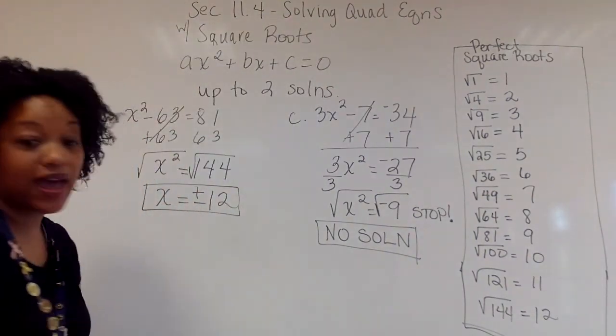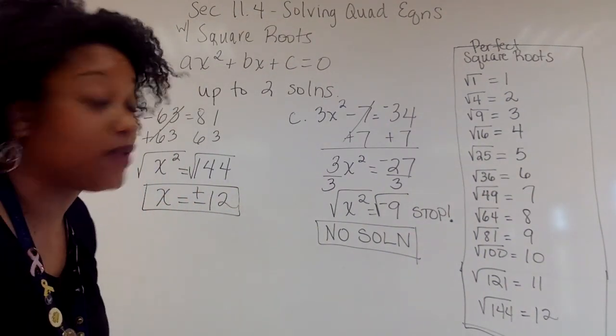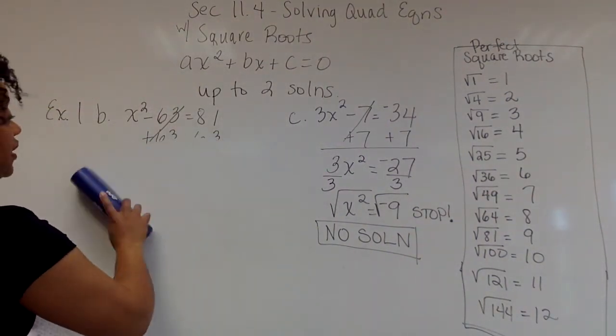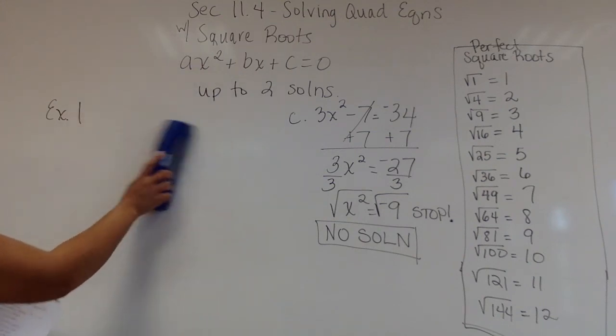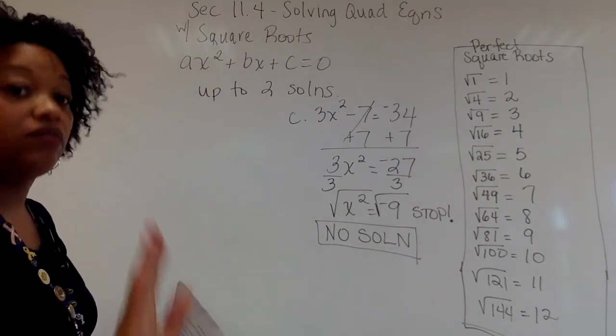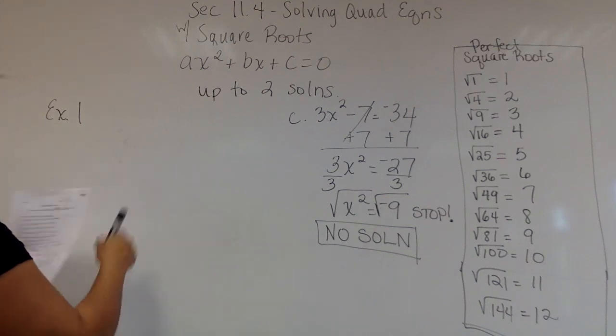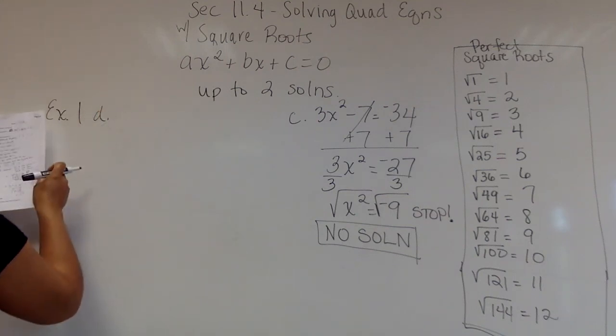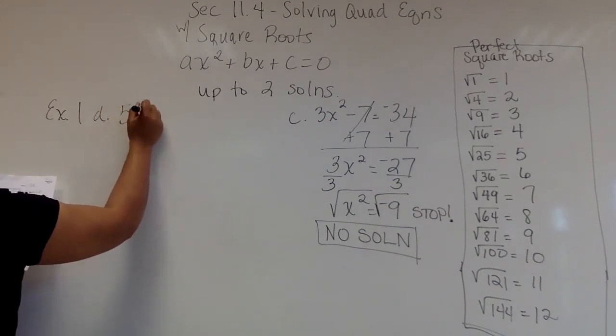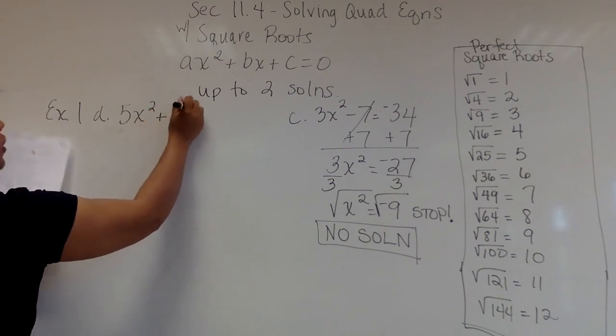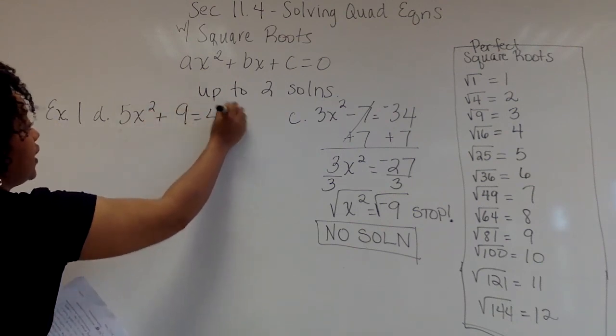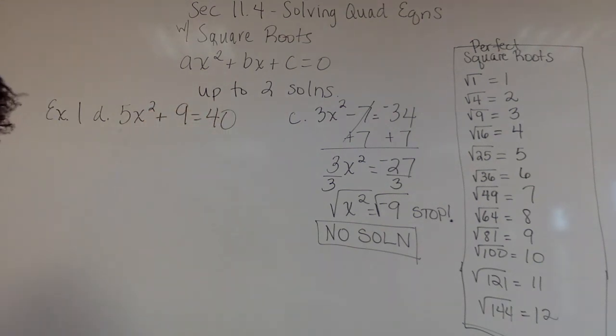Now let's jump into letter D. This is the last one I have for you before I tell you what's going on the back side. Because you may be thinking, oh, Ms. Udoka has lost her mind. That I lost it months ago, so we're going to do something different with the rest of the notes. 5x squared plus 9 equals 40. There you go. That's letter D.